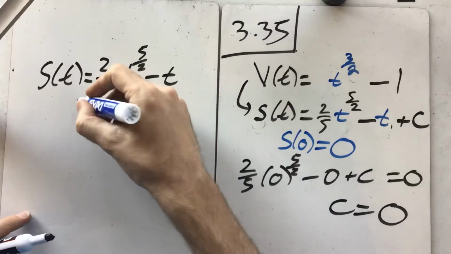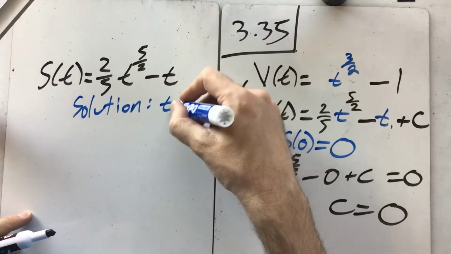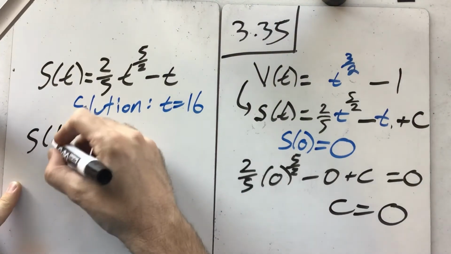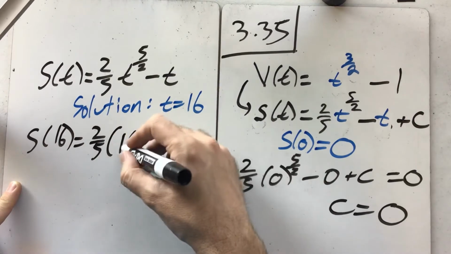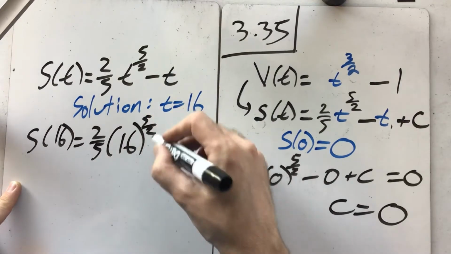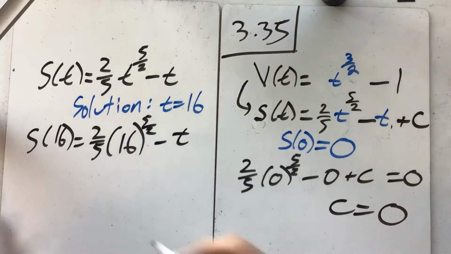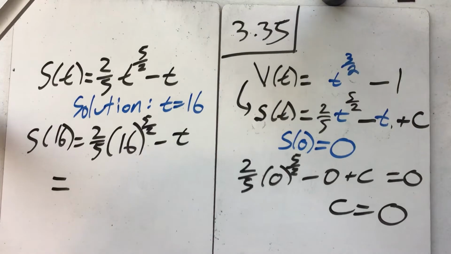So our solution is what we get when t equals 16, and that tells us how far away the particle is. And so s of 16 is 2/5 times 16 to the 5/2 minus t. Okay, so this is a little bit complicated to plug in. You might want to use your calculator. I think I can do it without it.